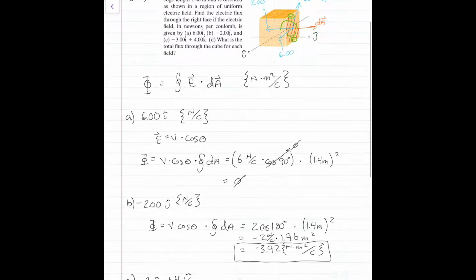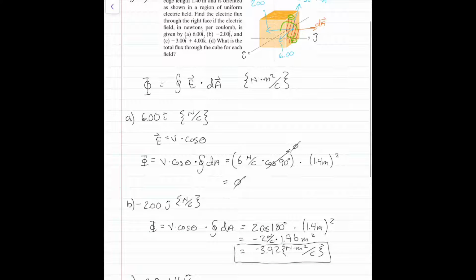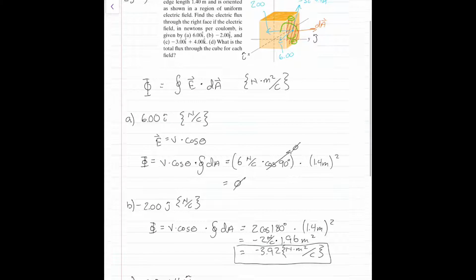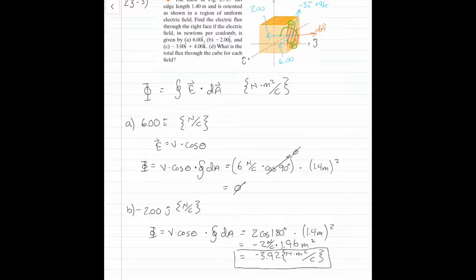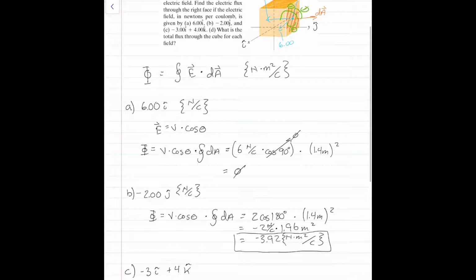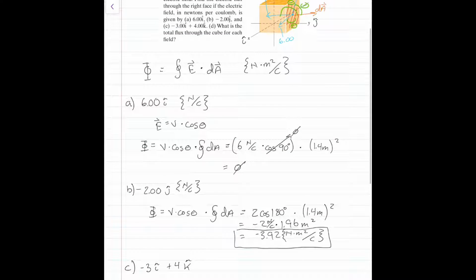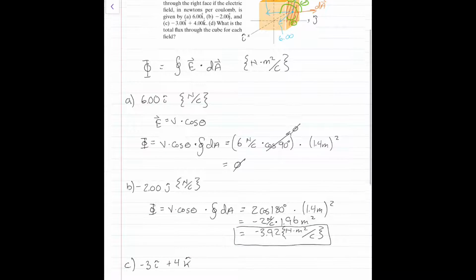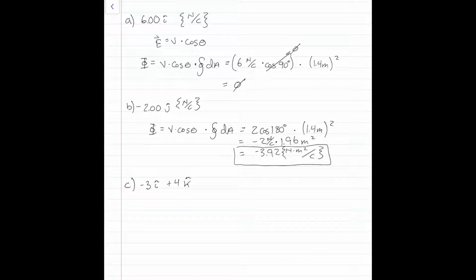So if you haven't seen it already, anything parallel forms an angle of 90 degrees with your differential area. And anytime you have an angle of 90 degrees, the cosine of 90 is 0. So every time that there is an electric field working parallel to your surface, it's always going to be a flux of 0. So again, we look at the electric flux equation here.